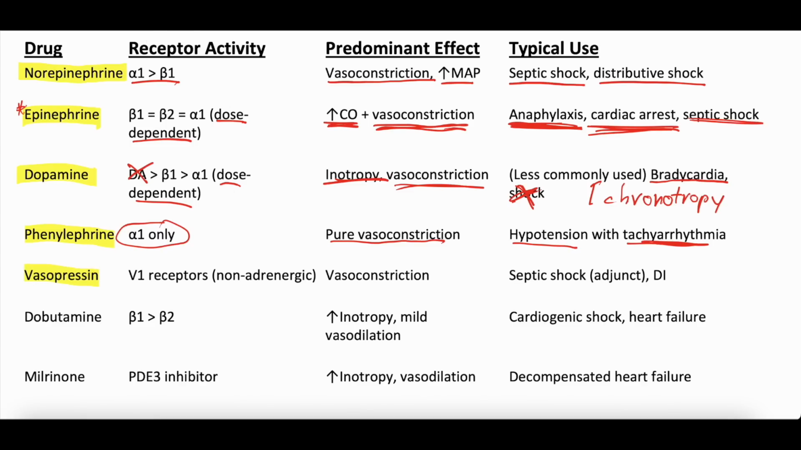Vasopressin, our friend vasopressin. This is a non-catecholaminergic or non-adrenergic vasopressor. So the other ones we talked about, norepinephrine, epinephrine, dopamine, and phenylephrine, are all catecholaminergic or adrenergic. They all use catecholamines, alpha 1 receptors, beta 1, beta 2, all these receptors that are sensitive to catecholamines. Vasopressin is a completely different mechanism. It uses the V1 receptor. This V1 receptor causes vasoconstriction, and it's an adjunct vasopressor in septic shock.